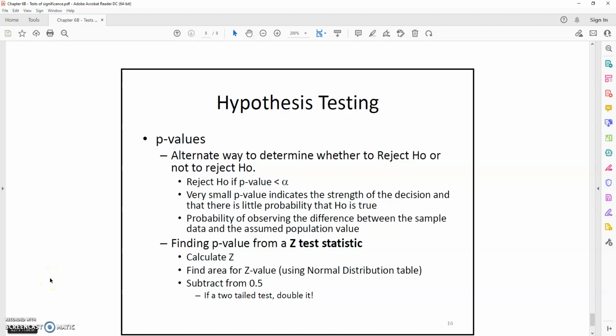Hello students, welcome to Chapter 6b, Part 2. We're going to be looking at p-values now.